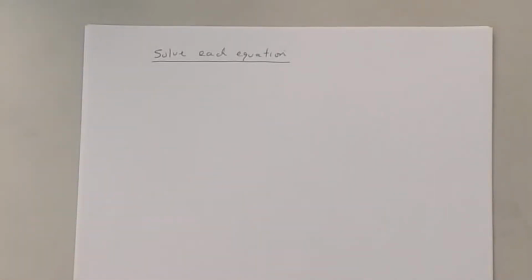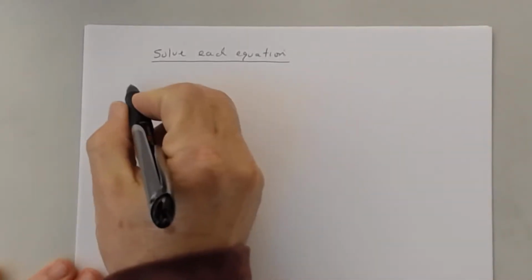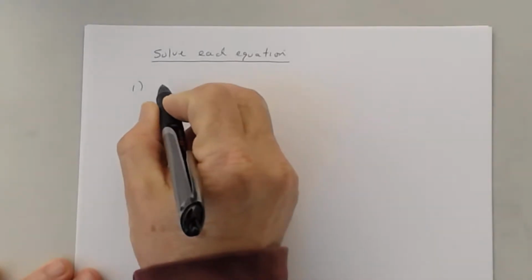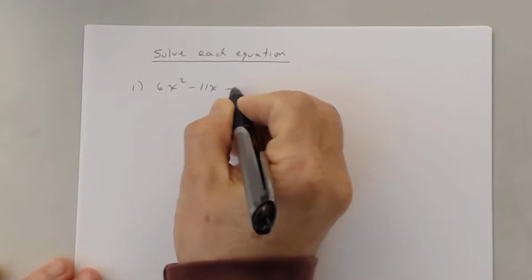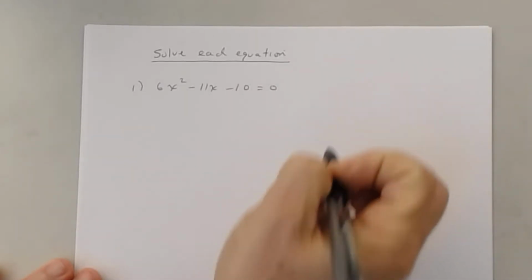All right, so we're going to solve each equation. So here's the first one. Number 1, let's suppose we had 6x squared minus 11x minus 10 equals 0.